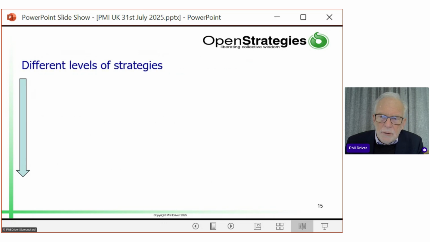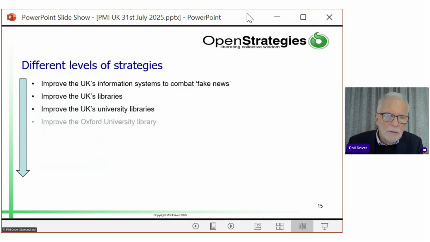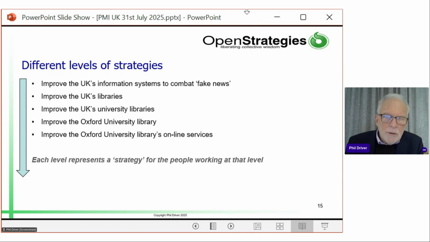Okay, let's look at the different levels of strategy. So let's say somebody wants to improve the UK's information system to combat fake news. You know, that's a reasonably challenging high-level strategy. Nested under that might be improve UK's libraries, and under that might be improve the UK university libraries, and under that is the Oxford Library, and then the university's online services. So each of those levels represents a strategy for the people working at that level. So if you're going to develop a strategy, you've got to be really clear what level you're operating at. Otherwise, you're just going to confuse the hundreds of people that are trying to make sense of what you're doing.